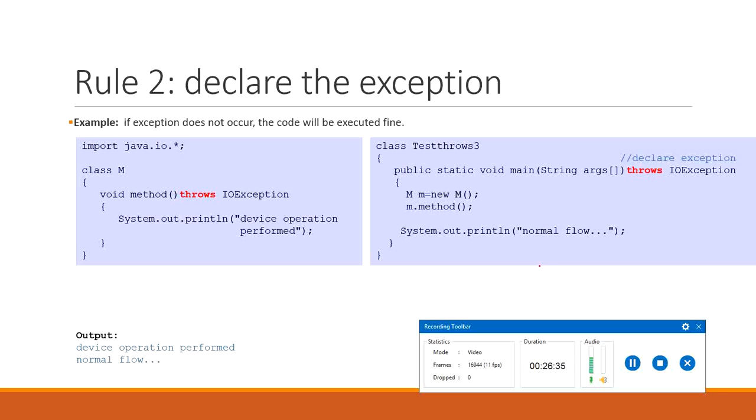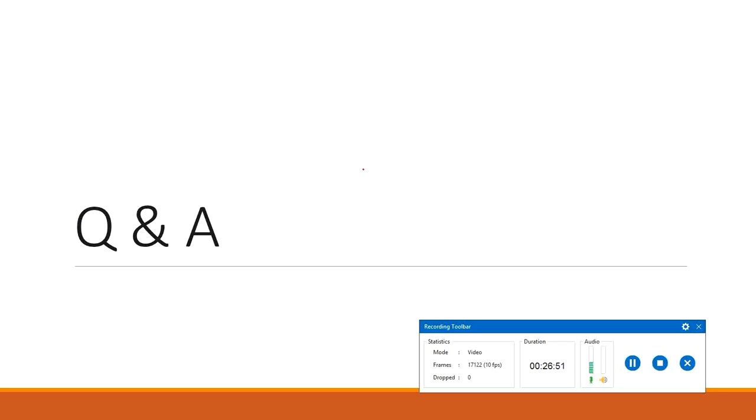Alright, if the exception doesn't occur, the code will be executed fine. So if there is no exception in the method, it will call this method, there is no exception, it will print device operation performed, and the last line is normal flow. So this was all about using the throw and throws keywords and how to create our own custom defined exception. So we have certain questions for the lab exercise.